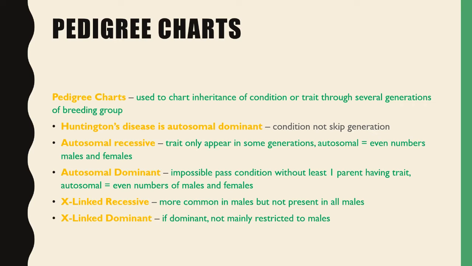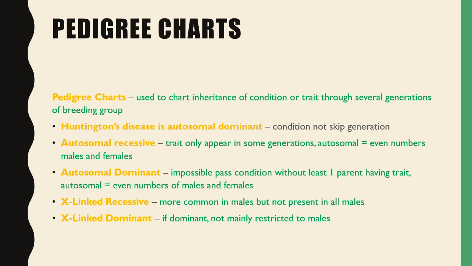Huntington's disease is autosomal dominant because the condition does not skip a generation. It passes through each generation. So what does autosomal recessive mean? This means the trait will only appear in some generations, not all of them. Autosomal means there are even numbers of males and females. Autosomal dominant means it is impossible to pass the condition on without at least one parent having the trait, and again there's an even number of males and females.